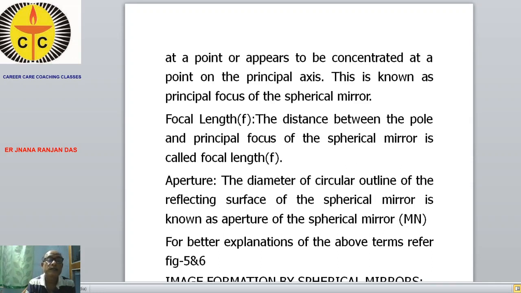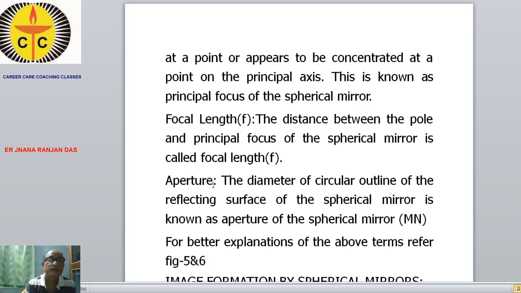Some other important terms are there. Focal length: focal length is the distance between the pole and the principal focus of the spherical mirror, and this is denoted by small f.